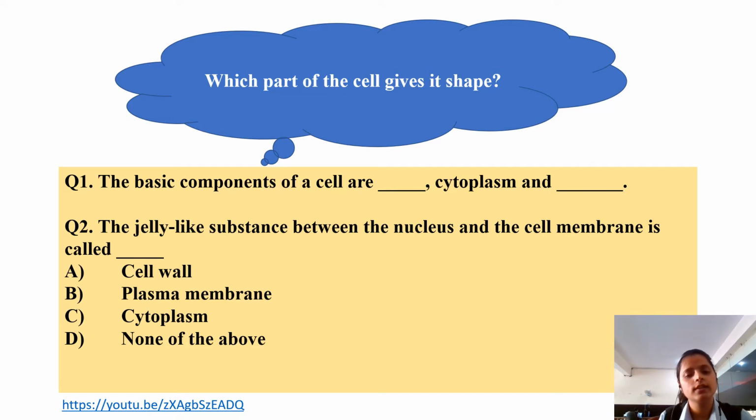So the next question: the basic components of a cell are dash, cytoplasm and dash. You need to fill in the blanks in the chat box, and I'll look from there. The second question: the jelly-like substance between the nucleus and the cell membrane is called. We have 4 options here. Option A, cell wall; option B, plasma membrane; option C, cytoplasm; and option D, none of the above. You need to choose the right option and fill in the blank. Yes, your answer is very right. Option C is the right answer, and that is cytoplasm. Now let's move further.